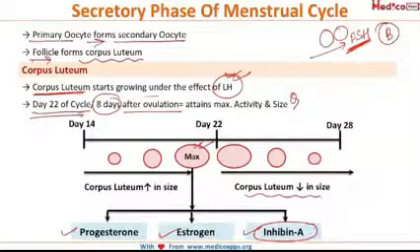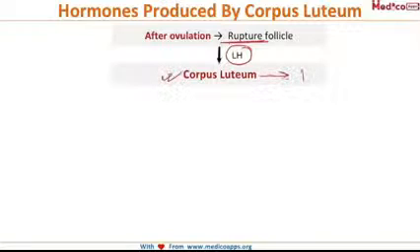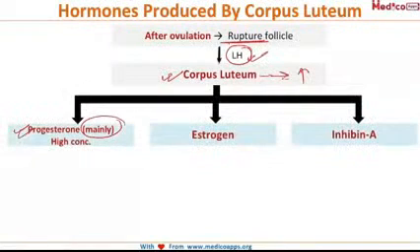So now let's see the hormonal interactions in the secretory phase of the menstrual cycle. After ovulation, I told you there is rupture of the follicles, and under the effect of LH, this is converted into corpus luteum. And this corpus luteum keeps on growing under the effect of LH. And this corpus luteum, we told, produces progesterone, estrogen and inhibin A. And out of these, the main hormone is progesterone. The main hormone in the secretory phase of the menstrual cycle is progesterone.